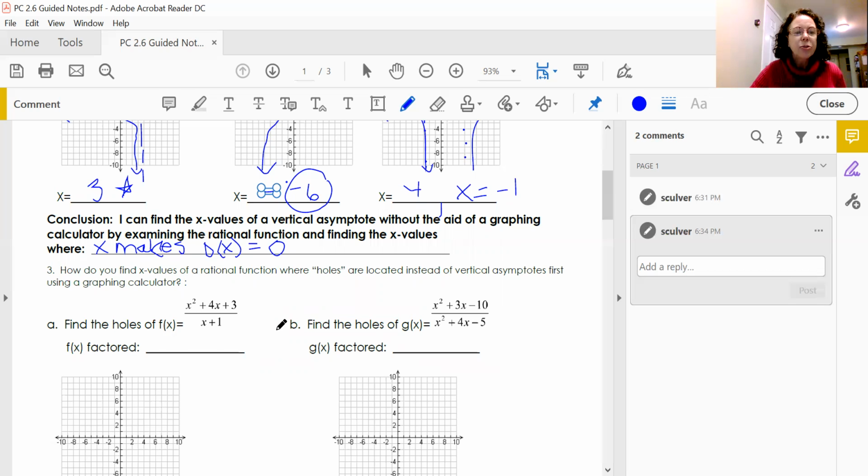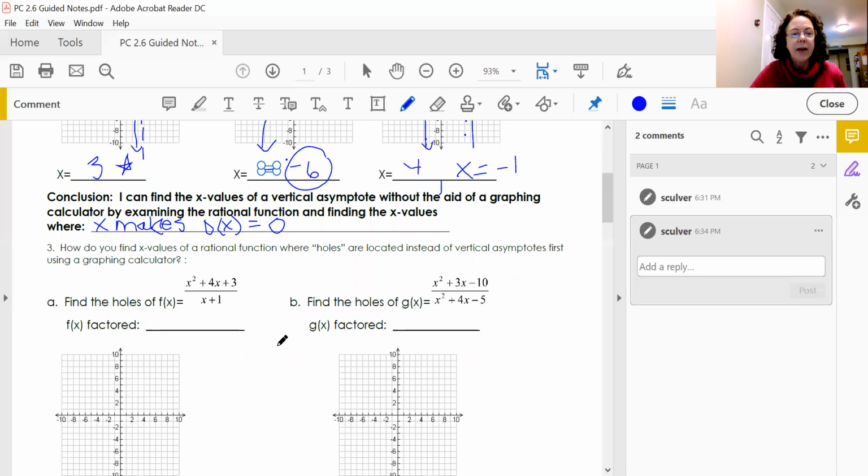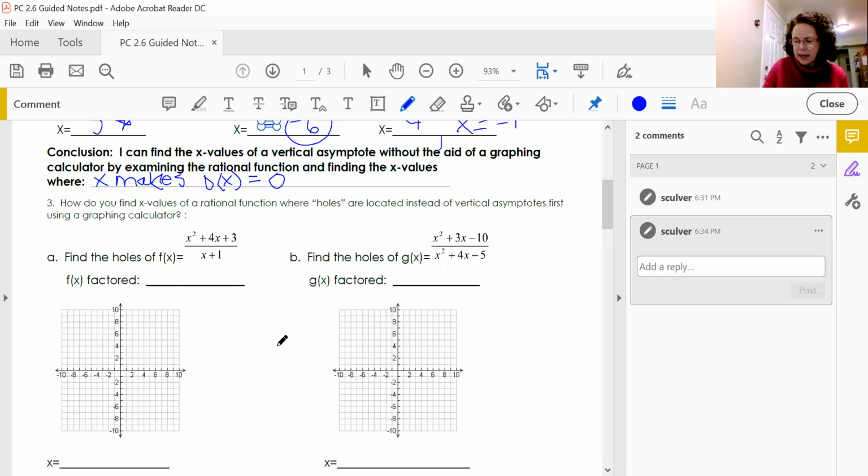Number 3, how do you find x values of a rational function where holes are located instead of vertical asymptotes? First, using a graphing calculator. It turns out that there can be holes in a graph where at one x, there's not a y, there's a hole instead of a vertical asymptote. And what does that look like? The best way to find a hole on a graph is to graph it on your calculator and then look at the table.